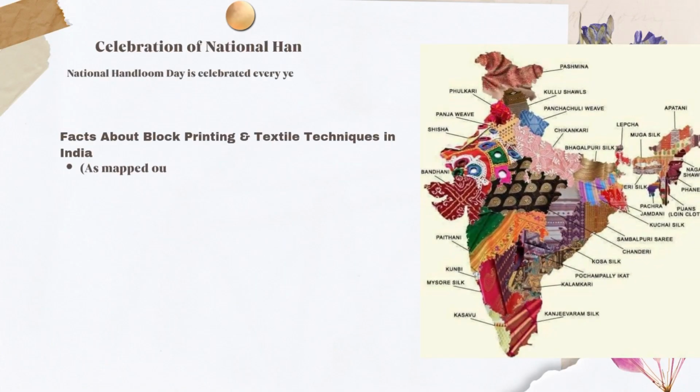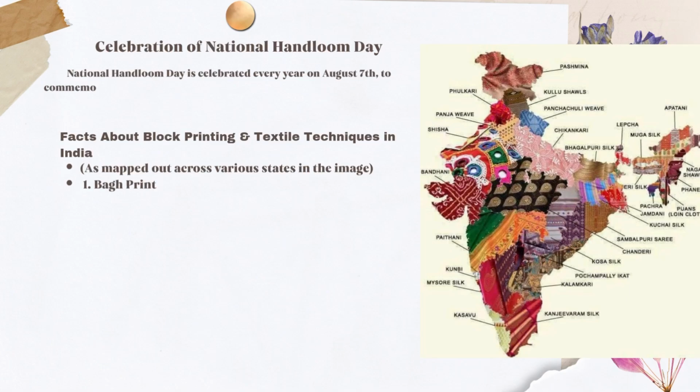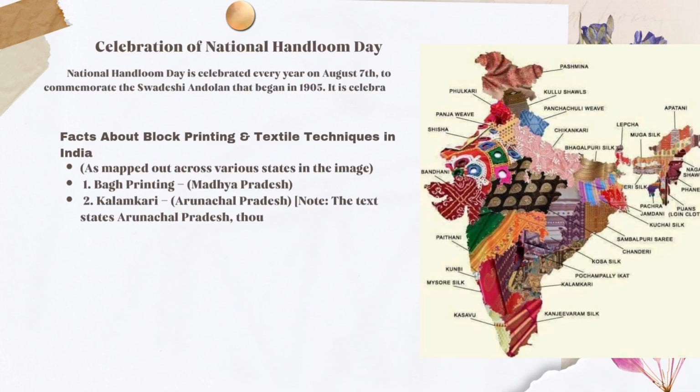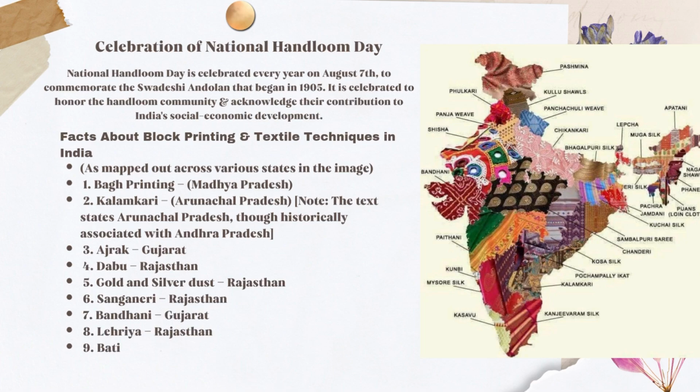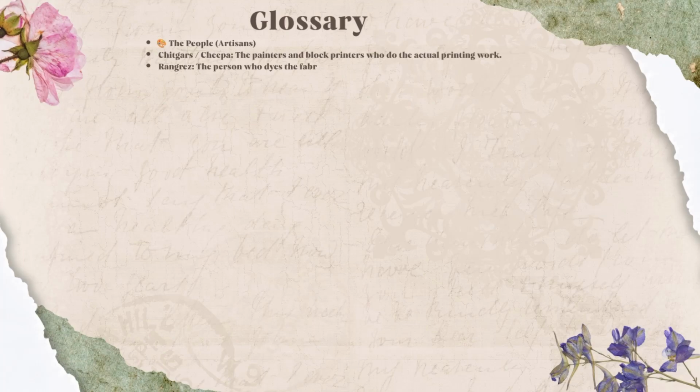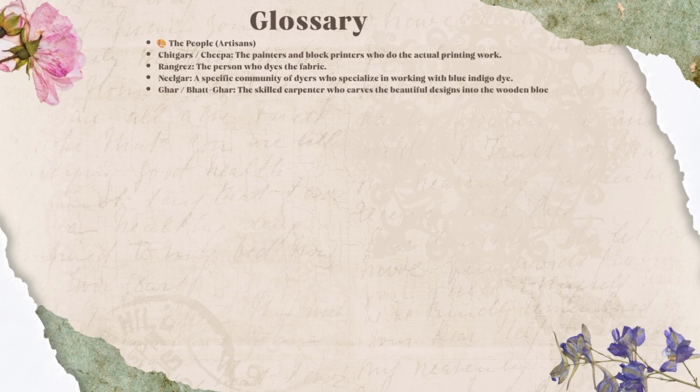Mapping the art and celebrating National Handloom Day. Look at the map to see how diverse Indian printing is, from Ajrak in Gujarat to Kalamkari in Andhra Pradesh. National Handloom Day is celebrated every year on August 7 to commemorate the Swadeshi Andolan that began in 1905. It is celebrated to honor the handloom community and acknowledge their contribution to India's social and economic development.